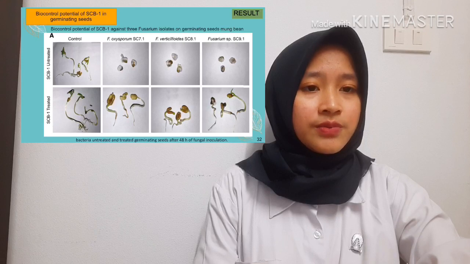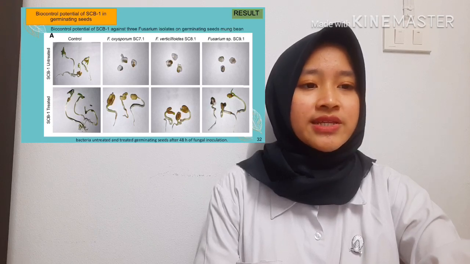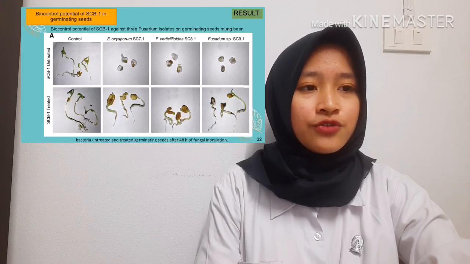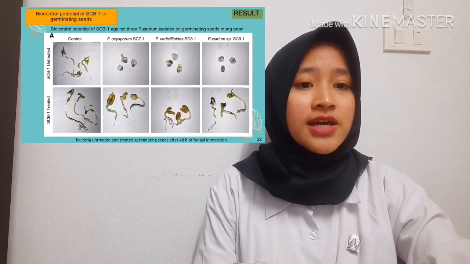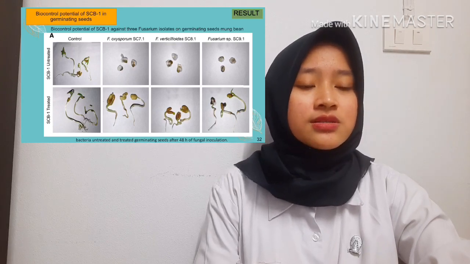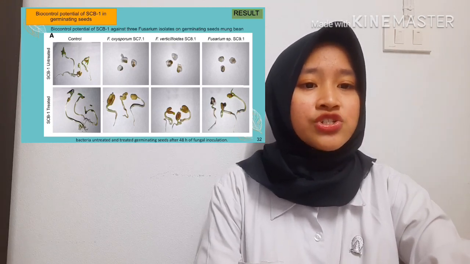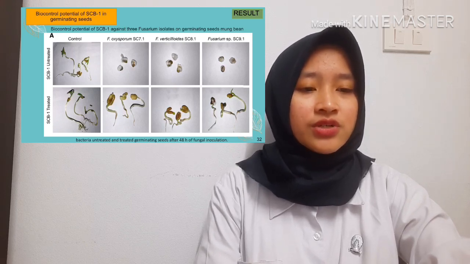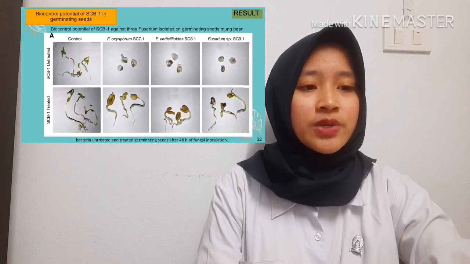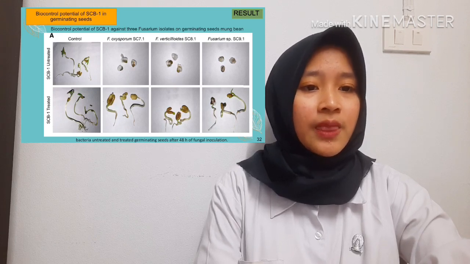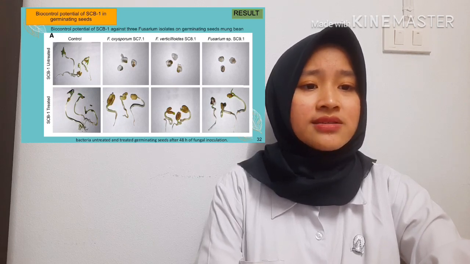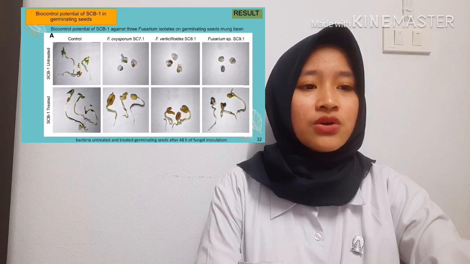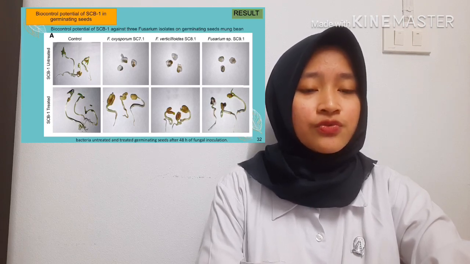The result between untreated and treated germinating seed after 48 hours of fungal inoculation: the SCB-1 treated and untreated seed controls successfully germinate, but all of the SCB-1 untreated seeds that were soaked in fungal suspension failed to germinate, while all of the seeds with SCB-1 treatment that were soaked in fungal suspension successfully germinated.